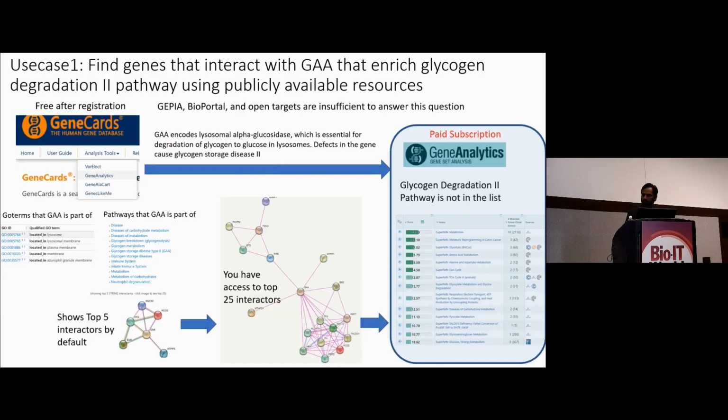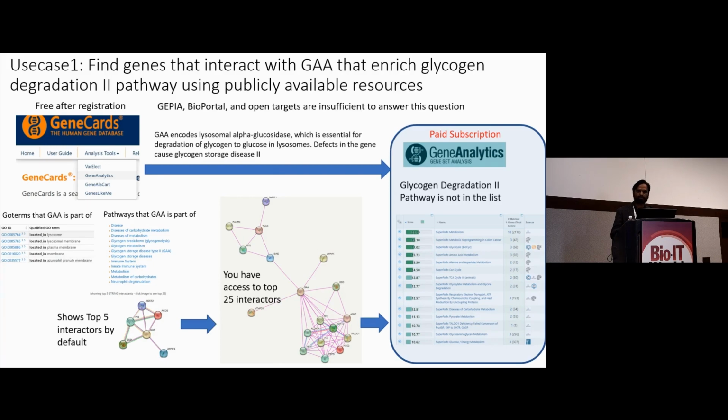Okay, so I want to demonstrate the utility of this tool using use cases, right? So I want to start with a very easy, basic use case, which is finding the genes that interact with a protein, GAA, and that enriches the glycogen degradation pathway. So we pretty much know the information here. We know the gene that we're interested in. All we need to find is the proteins that interact with it. We also know the pathway that we're interested in, okay?